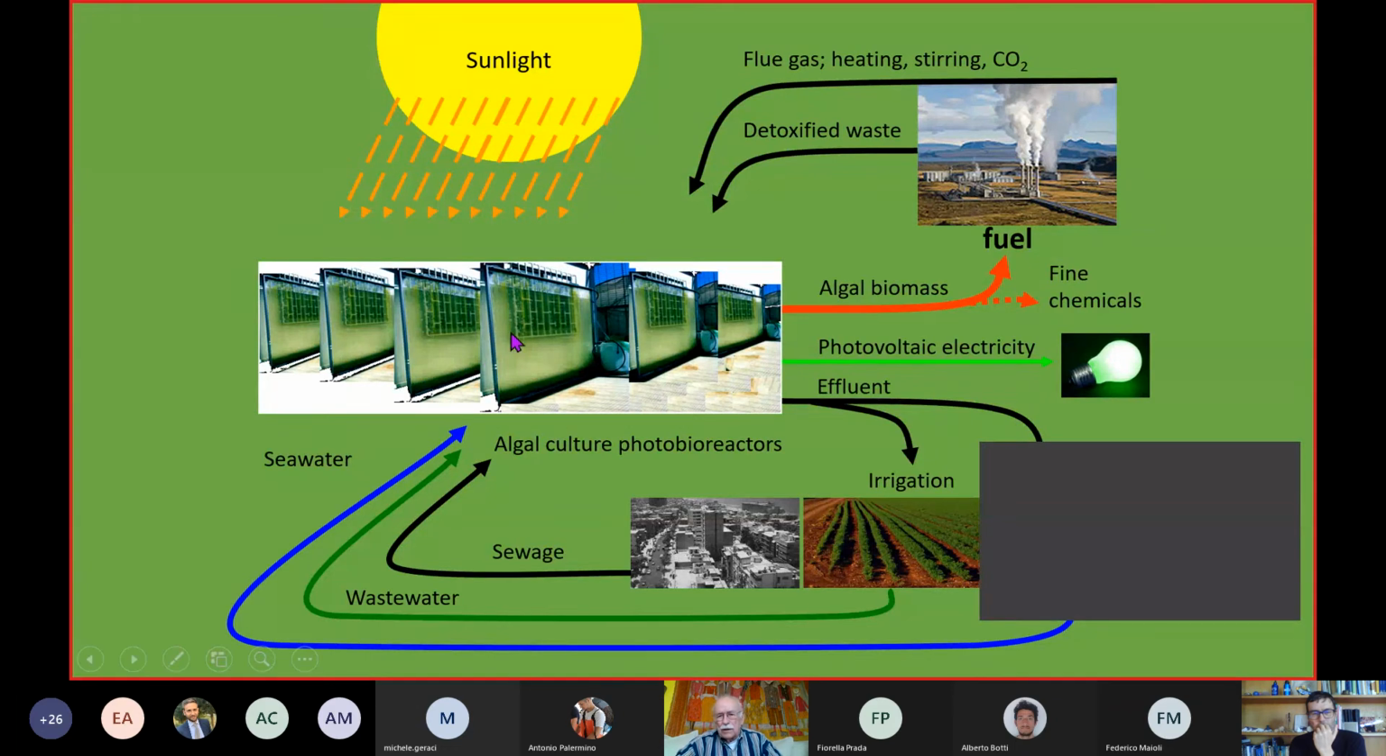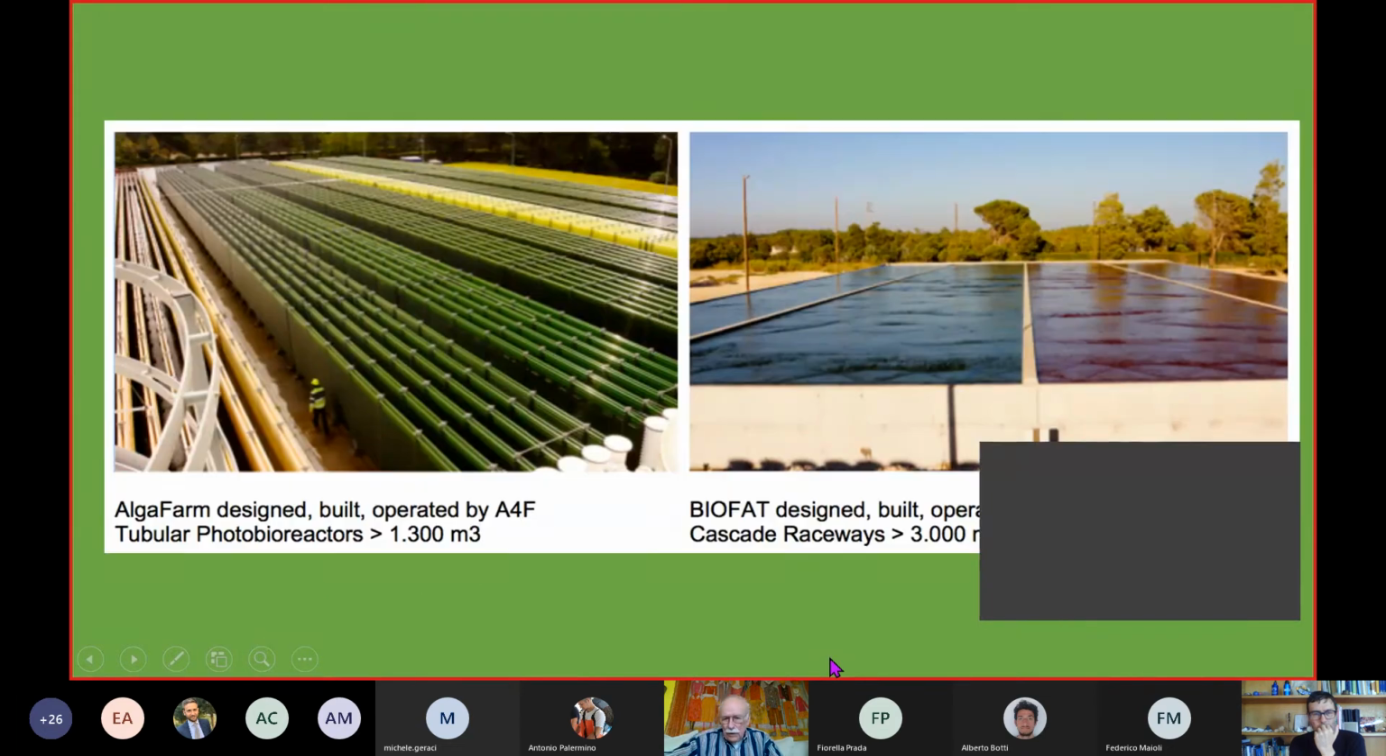So you get here electricity, you get the algal biomass, you treat sewage, wastewater, and so on. And again, you can see algal farms in different ways, in lagoons.